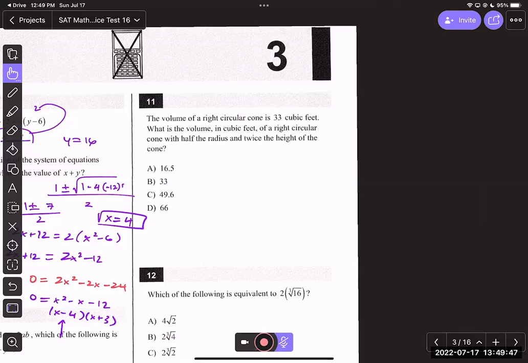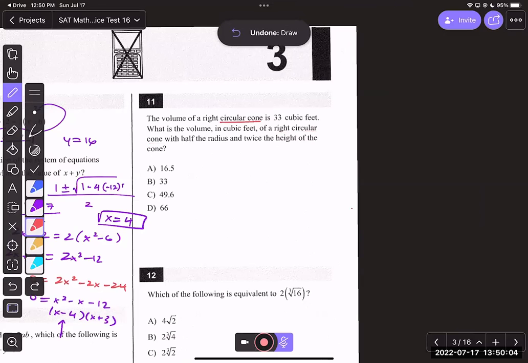The volume of the circular cone is 33 cubic feet. What is the volume in cubic feet of a right circular cone with half the radius and twice the height of the cone? So we're looking at cones in both situations, right? So we're looking at half the radius and twice the height. So we aren't actually told what the values of the radius or the height are at all, right? But what we do know is that the new radius is half the original one and the new height is double the original one. Well, do you remember what the formula for the volume of a cone is? Nope.